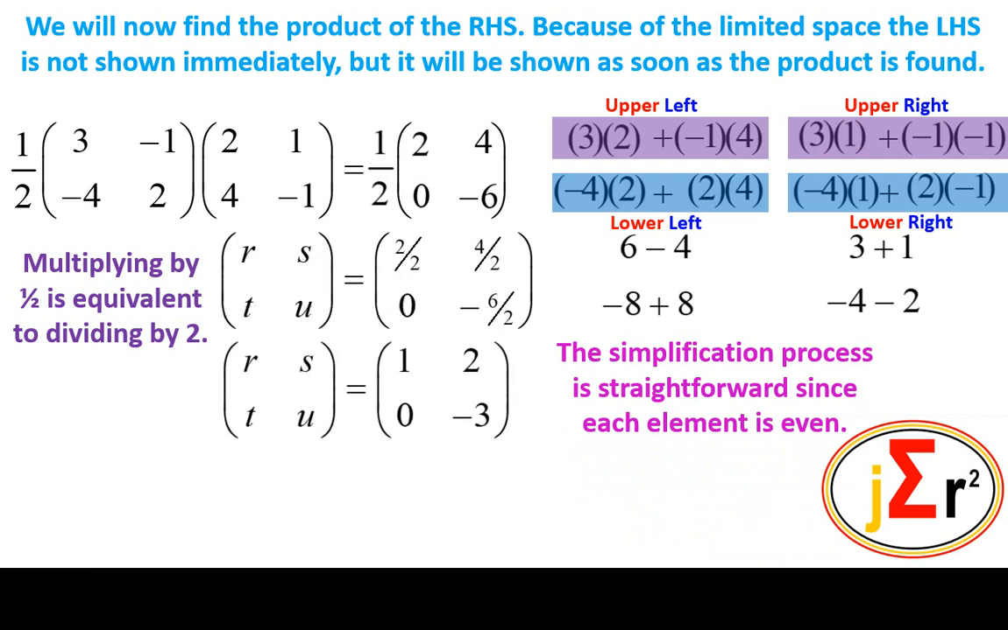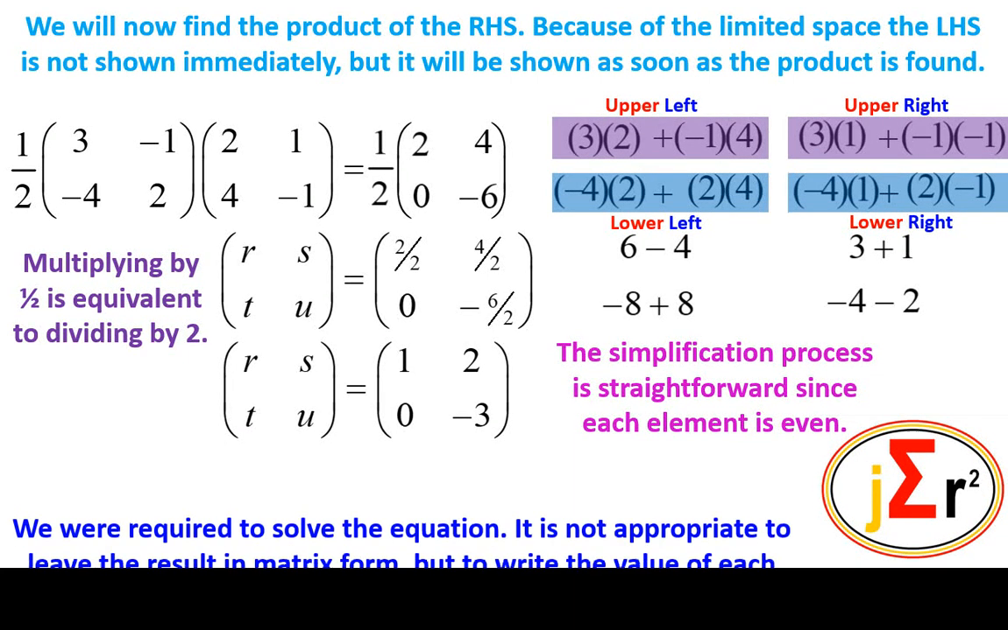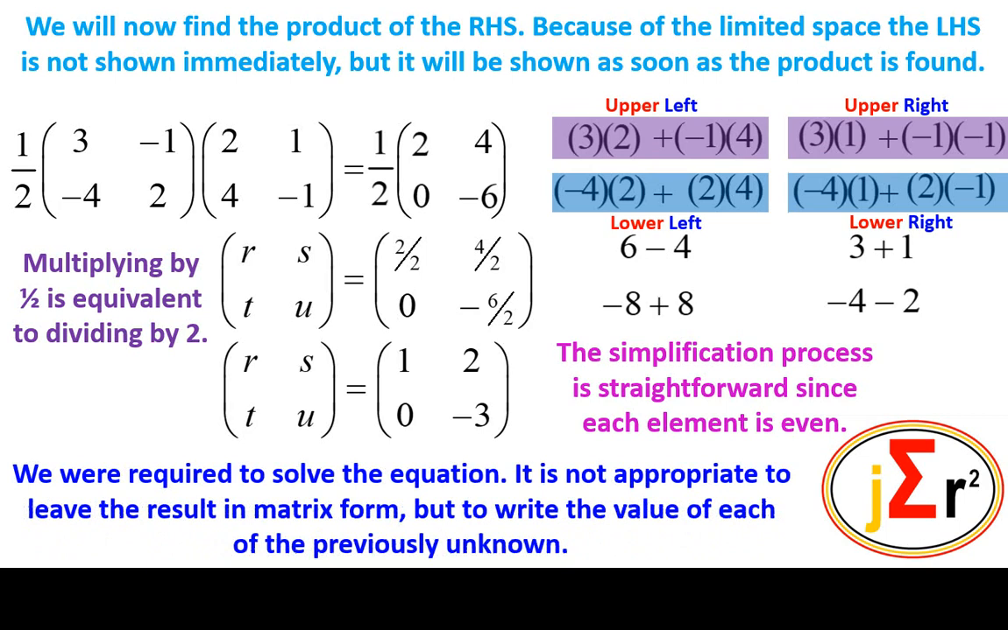When we have unknowns, it is not good enough just to leave our answer like that. We are required to solve the equation. It is not appropriate to leave the result in matrix form, but to write the value of each of the previously unknown. Now they are known. It is not good enough to say RSTU is equal to 1, 2, 0, negative 3. But if we have different unknowns, we should state the value of each.